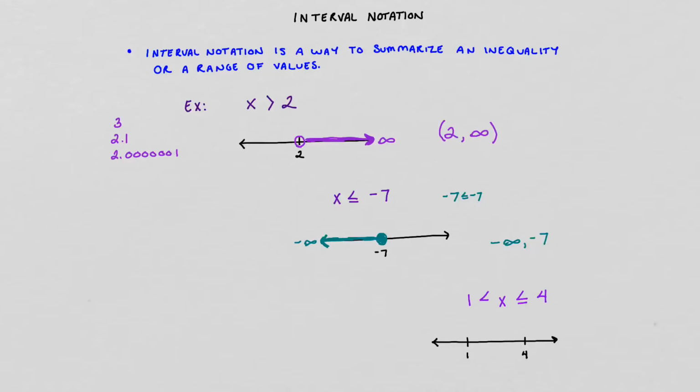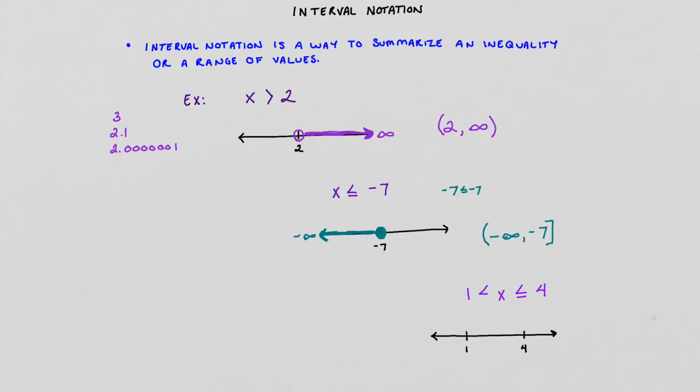As I had mentioned before, a negative infinity will have a parenthesis next to it. The negative 7 is a different story. So much like how a closed circle says, hey, this value needs to be included in your solution set, a bracket will tell us to make sure that the negative 7 is included and accounted for in our solution.